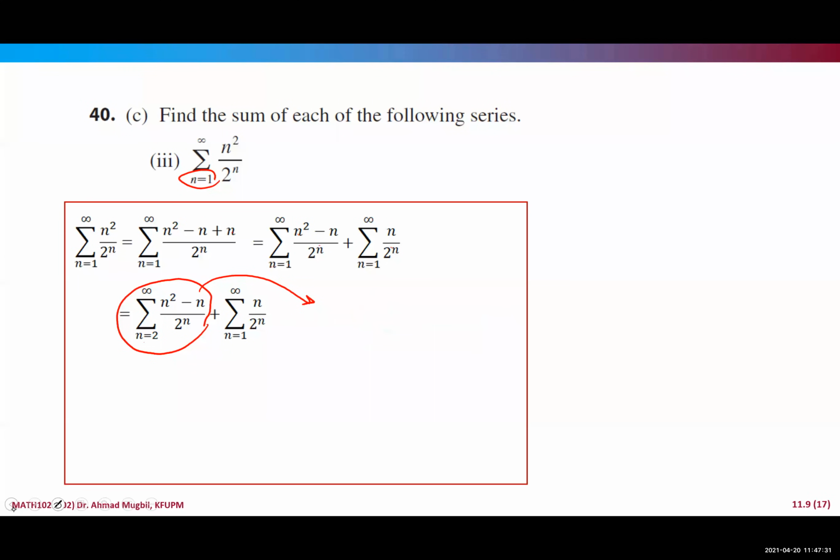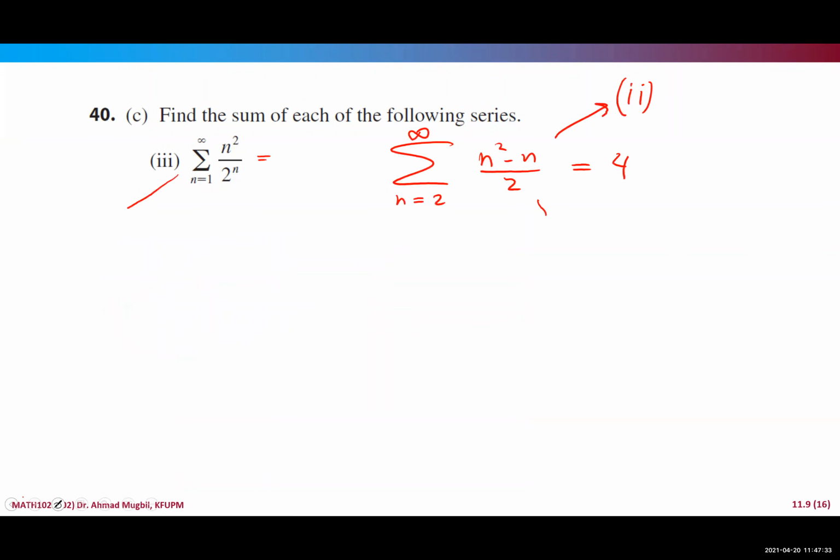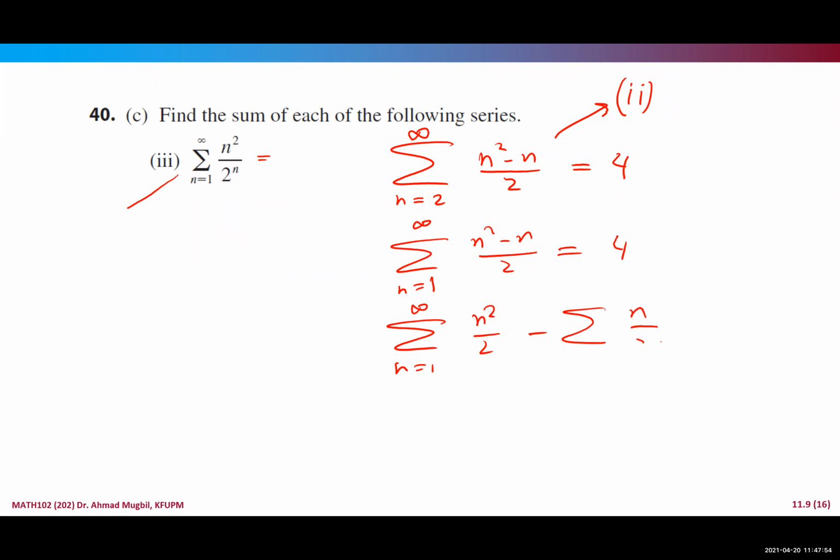Or you can do what I told you. You can start from here because it is convergent. You can separate again because we have started from 1. We can start from 1 because if you put n equals 1, it will be 0. So you can write it this way. It is the same. Then you can separate: the sum from 2 to infinity of n squared over 2 minus n over 2, over 2 to the power n, equals 4. Now, this is what we want.